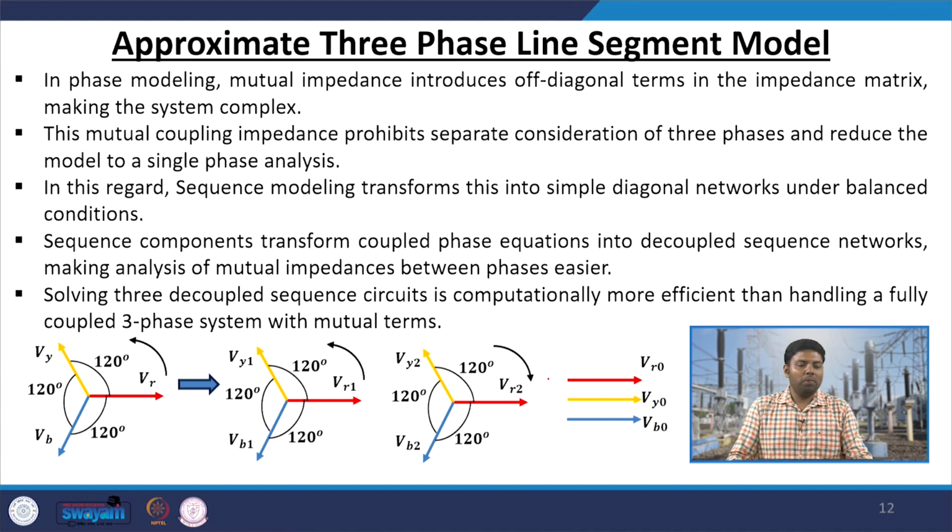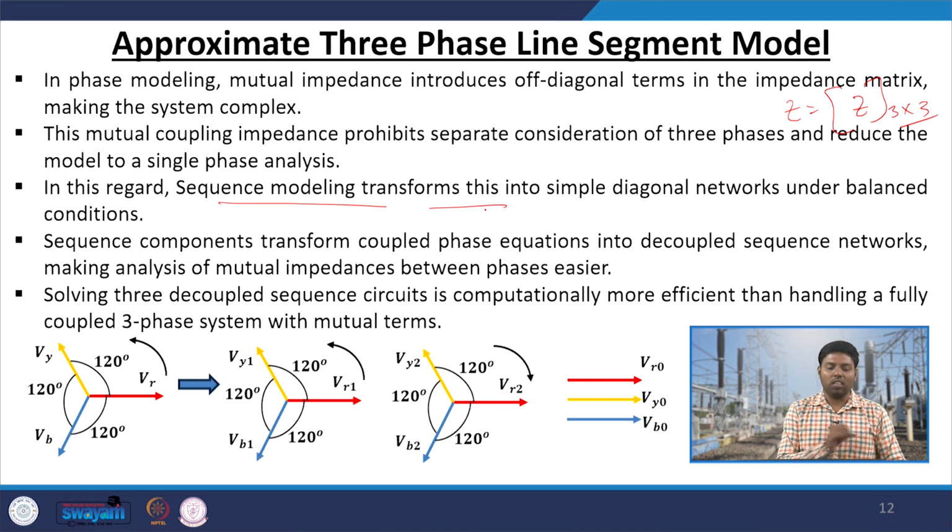We know that whenever the system is balanced, it is fine, but whenever you see an unbalancing effect, you will see a mutual coupling. In the Z matrix also, we have said that it is a 3 cross 3 matrix. What are these off diagonal elements? These off diagonal elements are actually the mutual coupling impedances. That makes your analysis very difficult, so to get rid of that, generally we use the sequence transform.